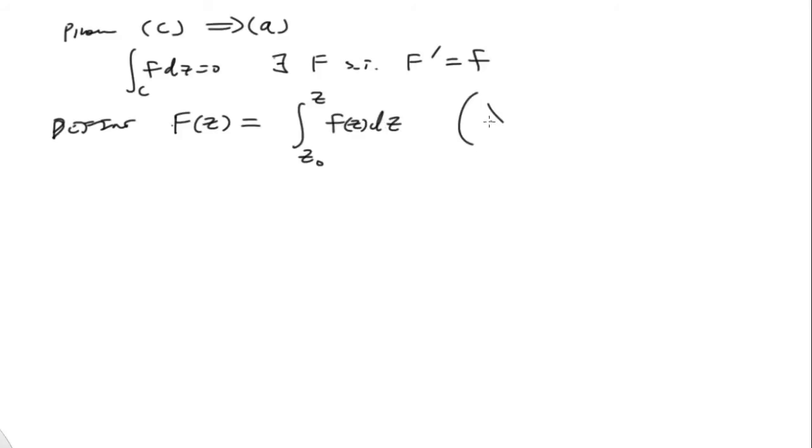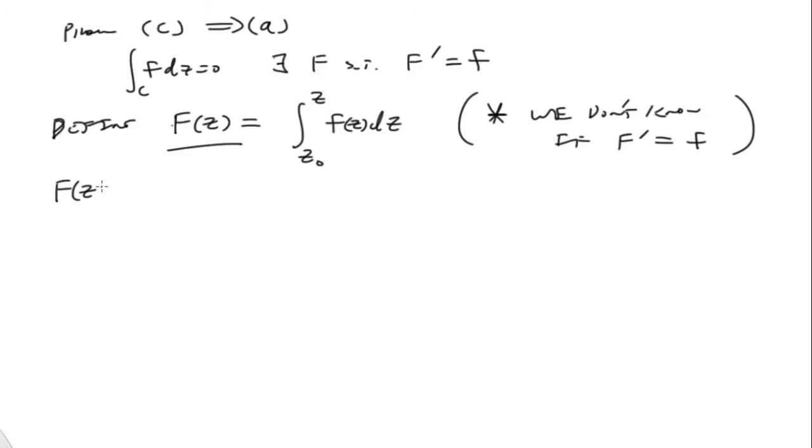Again, I'm going to put an asterisk here that we don't know if F prime equals little f. In fact, we don't know this is even differentiable. So we want to actually prove that. What we want to do then is take its derivative. So we're going to take F of z plus delta z, some small perturbation, subtract F of z itself, and divide by delta z.